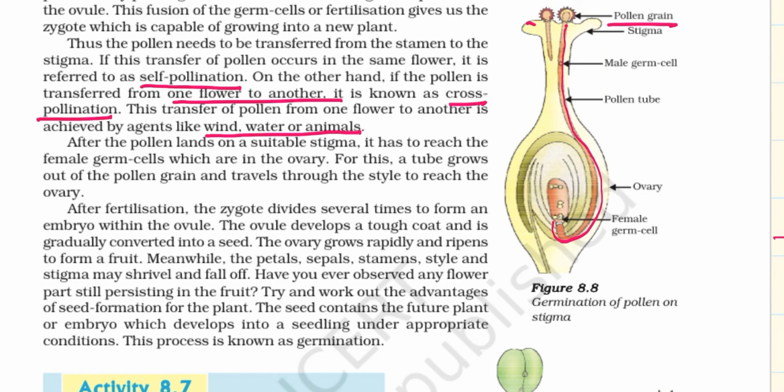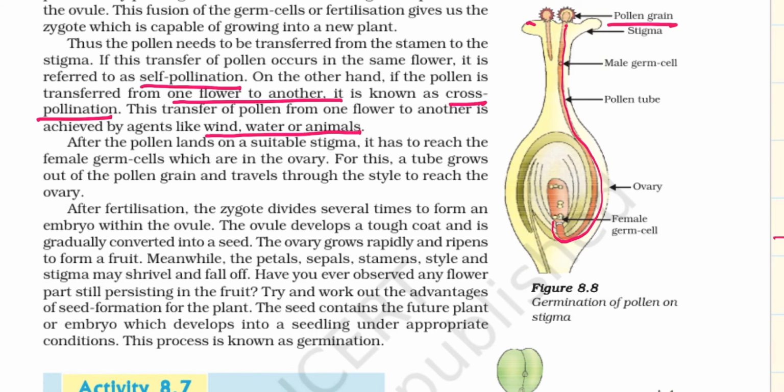After fertilization, the zygote divides several times to form embryo within the ovule. So once the male germ cell reaches the ovule, it fuses with the female germ cell. Fusion of male and female gametes occurs, and this process is called fertilization. Once the fusion of male and female gametes has occurred, the fertilization produces a zygote, and the zygote is capable of growing into a new plant.